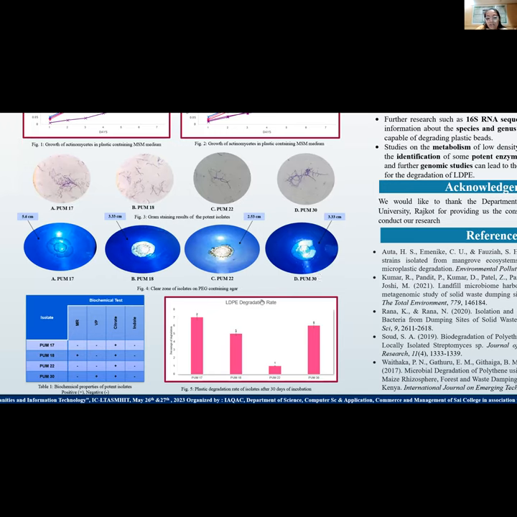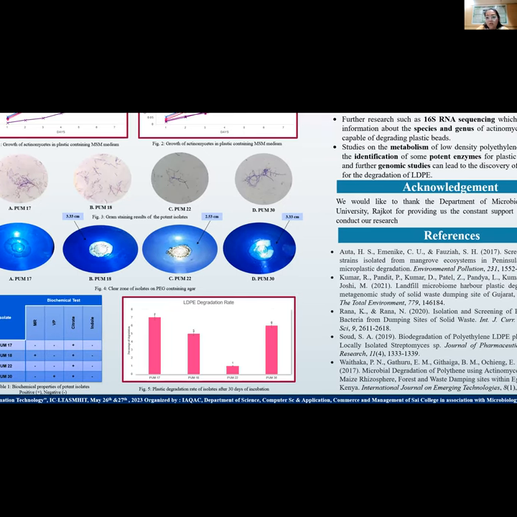This is the LDPE degradation rate chart. I incubated the bacteria for 1 month with the LDPE beads, and I found that out of all the bacteria, PUM-17 is able to degrade the plastic, causing weight loss in the plastic beads. So these are the results of my topic.